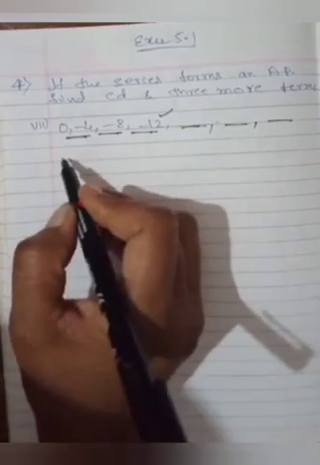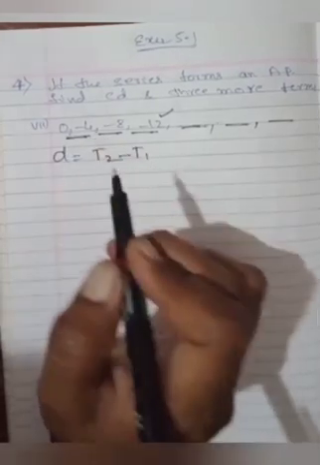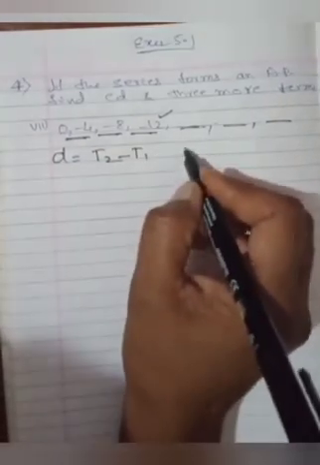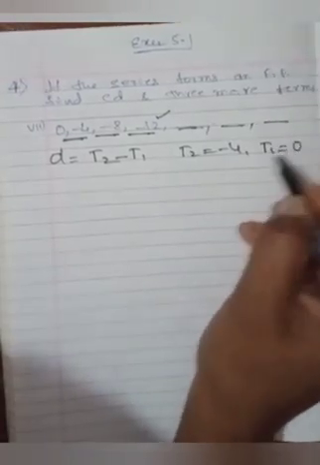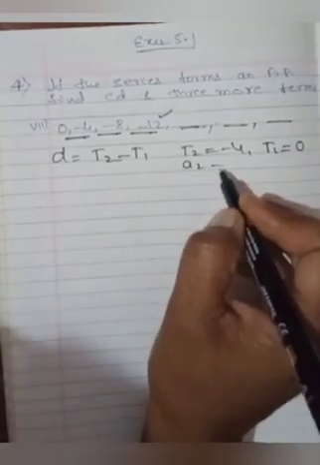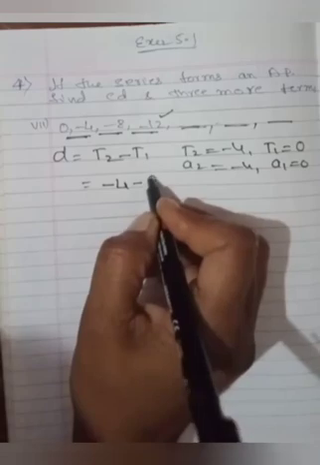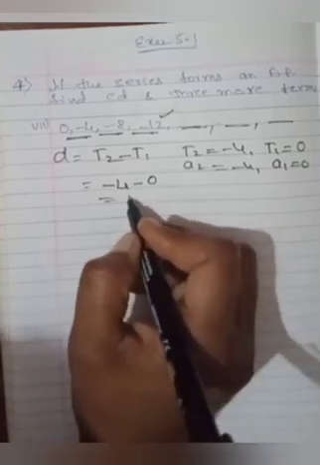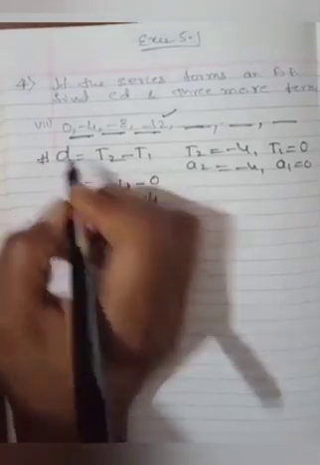Now look at this one here. The first difference I am finding is between t2 minus t1, the second term and the first term. So the second term is what? Minus 4. Is it? The first term is what? 0. Or you can say a2 minus a1 also, that is a2 is equal to minus 4 and a1 equal to 0. So minus 4 minus 0 is minus 4 only. It is not 0. This is the first difference.